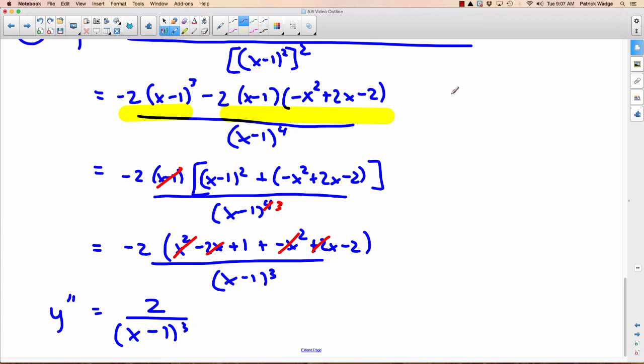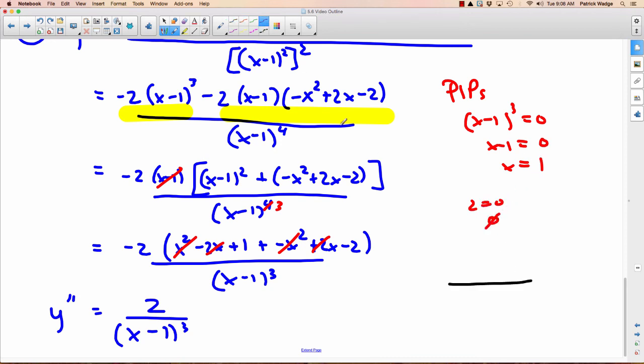It's time to find our pips. So to get the pips, we have to see what would make the denominator equal 0. In other words, when does this not exist, this second derivative? Well, that would be when x minus 1 cubed equals 0, cube root of both sides, and then add the 1. So x equals 1 is one of our pips. We also need to look at when would this whole thing equal 0. So you want to know when does 2, the numerator, equal 0. That doesn't make sense. It never does. So this is our only pip. The only potential inflection point is 1.